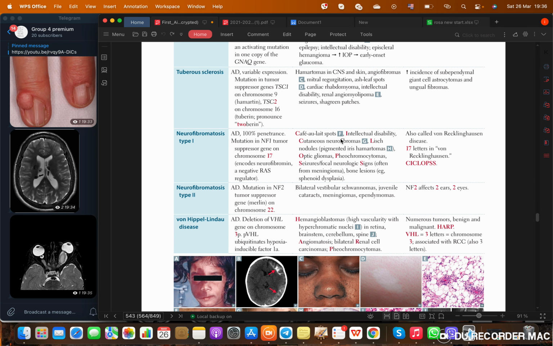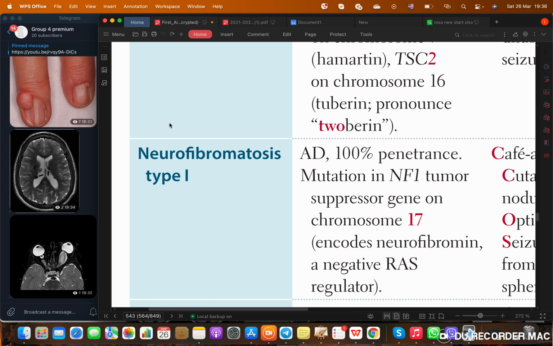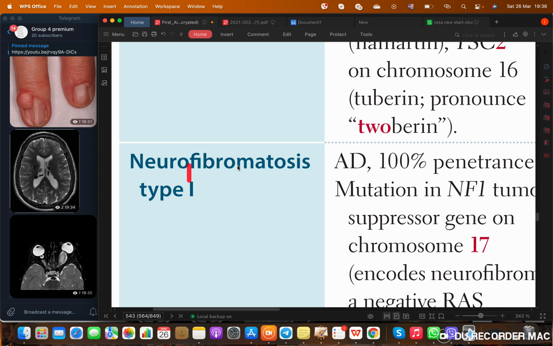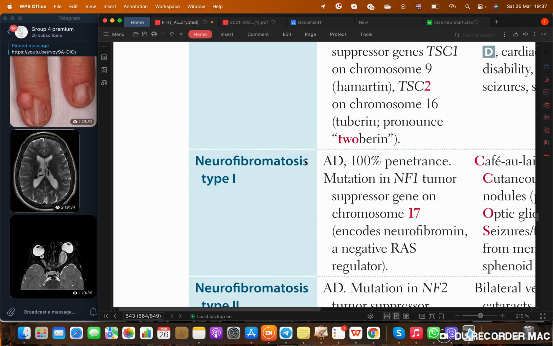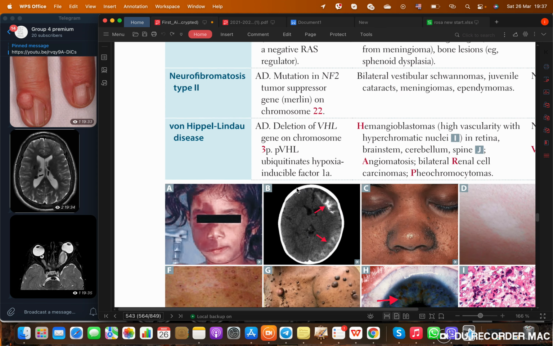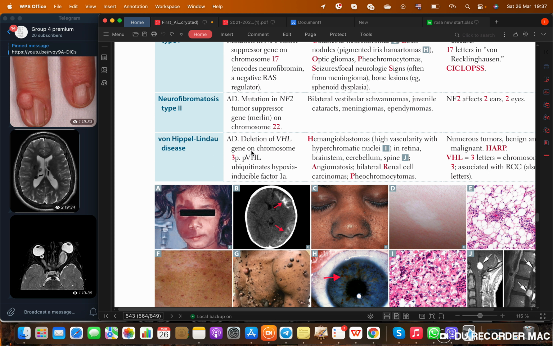Okay, so von Recklinghausen is 17 letters. That's why it is chromosome number 17. Neurofibromatosis is 17 letters, thus chromosome 17. However, neurofibromatosis type 2 is chromosome 22, with a mutation in the NF2 gene, and it will encode for Merlin.